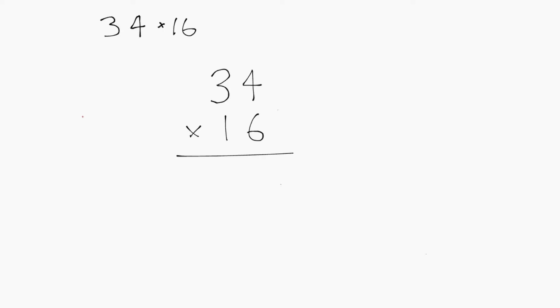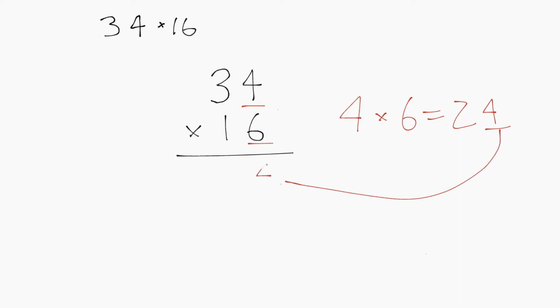For multiplying 2-digit numbers, you can set up your problem as shown, with the ones digit of the numbers lined up. For the first step, you would multiply the ones digit of each number. In this case, that will be 4 and 6. So you multiply 4 times 6, and you get 24. And you place the ones place over to the bottom.